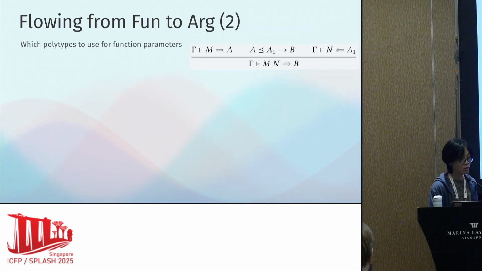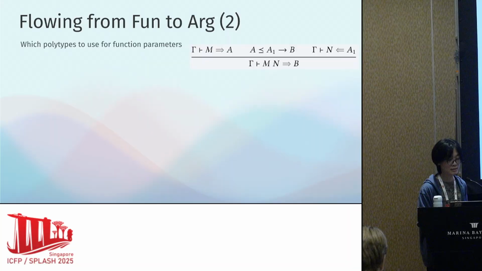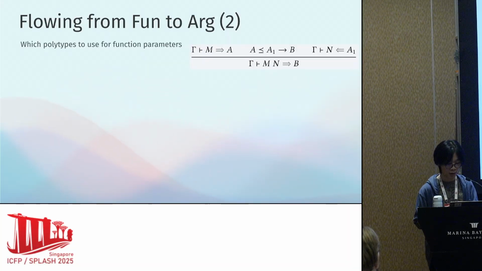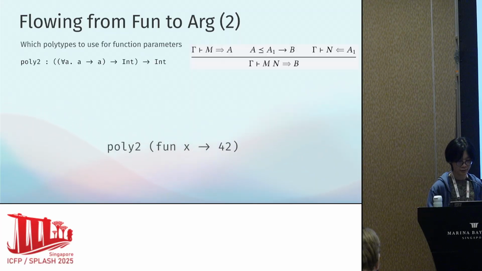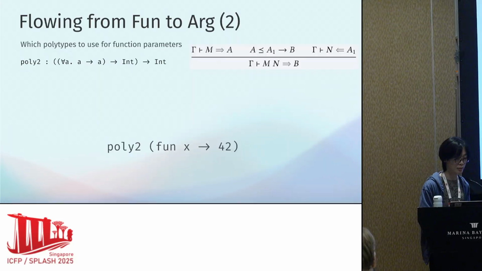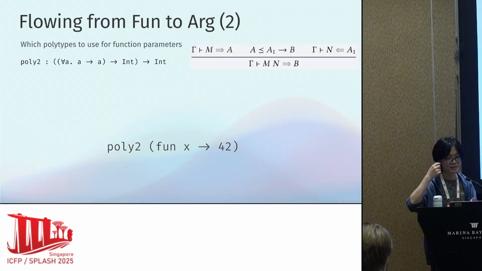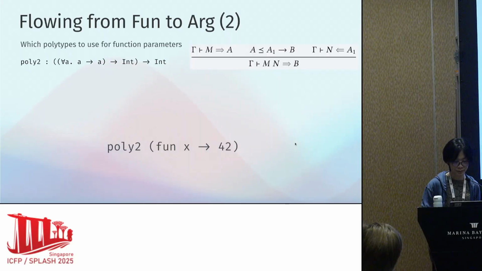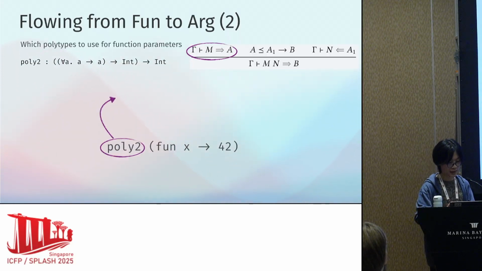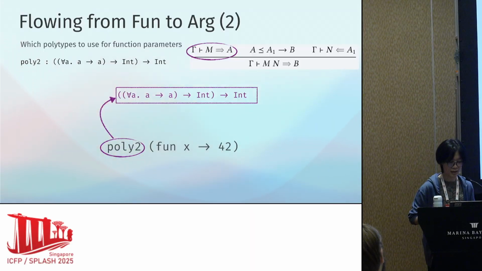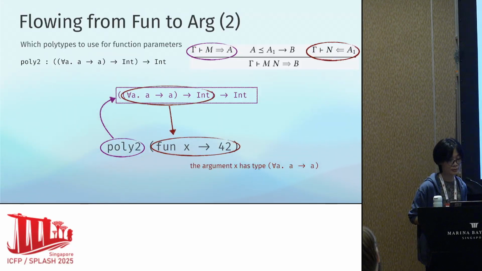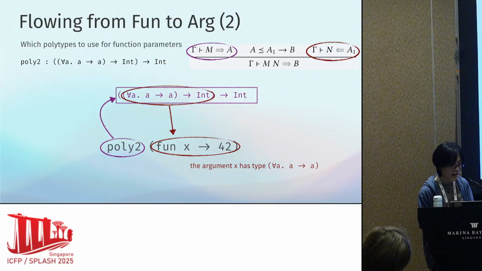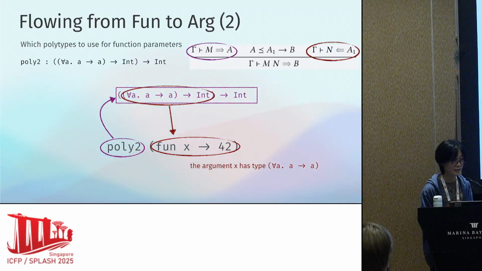As another example, flowing from function to arguments also tells us which polytype to use for function parameters. Supposing we have another function poly2, which takes a function that takes a polymorphic function, and we apply poly2 to fun x to 42. First, we infer the type of poly2, which is this type, and we use the argument type of poly2 to type check fun x to 42, which tells us that for the argument, its parameter x should have the polytype for all a dot a to a.